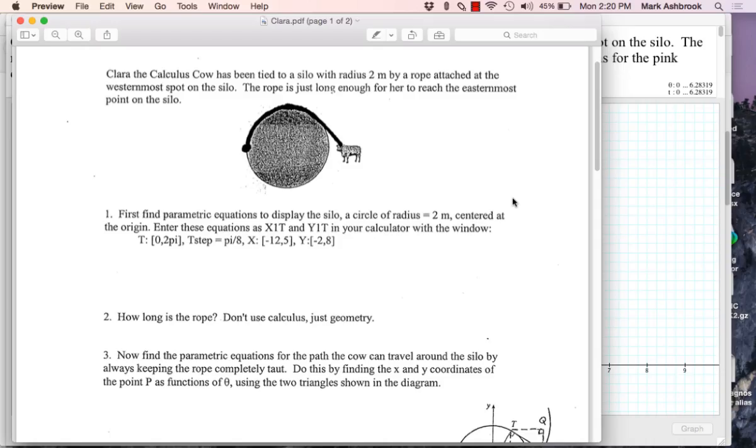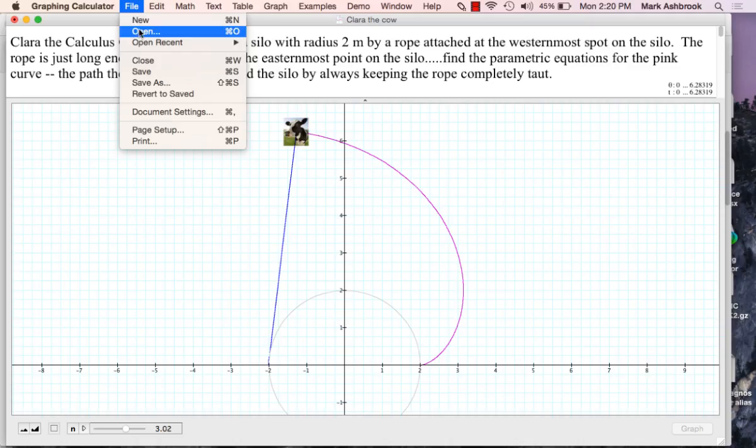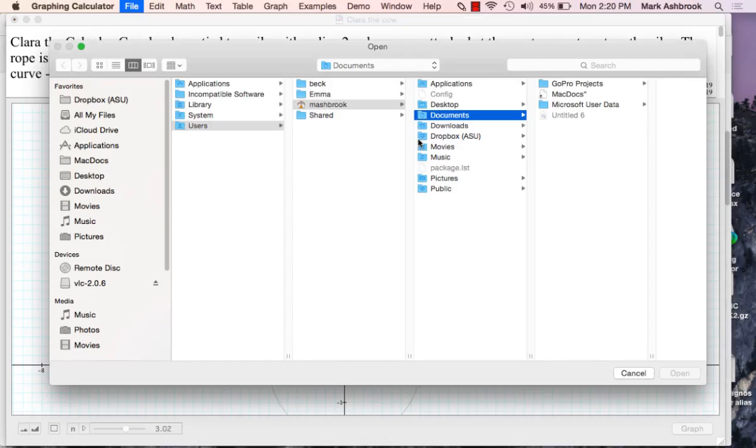All right. Other questions about the Clara project? Cool. Okay, so we have to move on to polar coordinate systems, our last topic.